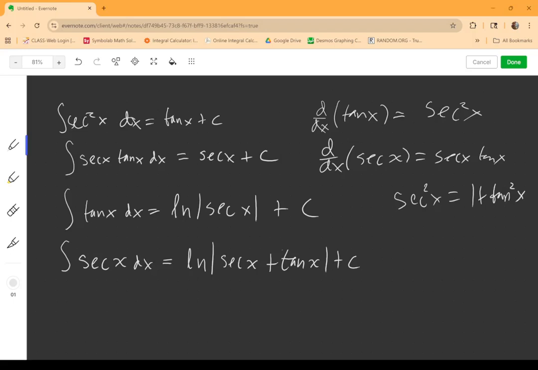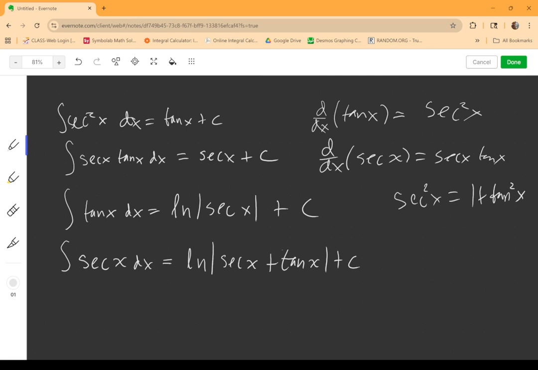Okay, so in this video, we're going to take a look at powers of tangent and secant. Before we jump into that, just a quick review of some of the stuff that we already know and an introduction to some new integrals. So the basic integral of secant squared x is tangent of x, right? That comes from the derivative of tangent being secant squared of x.